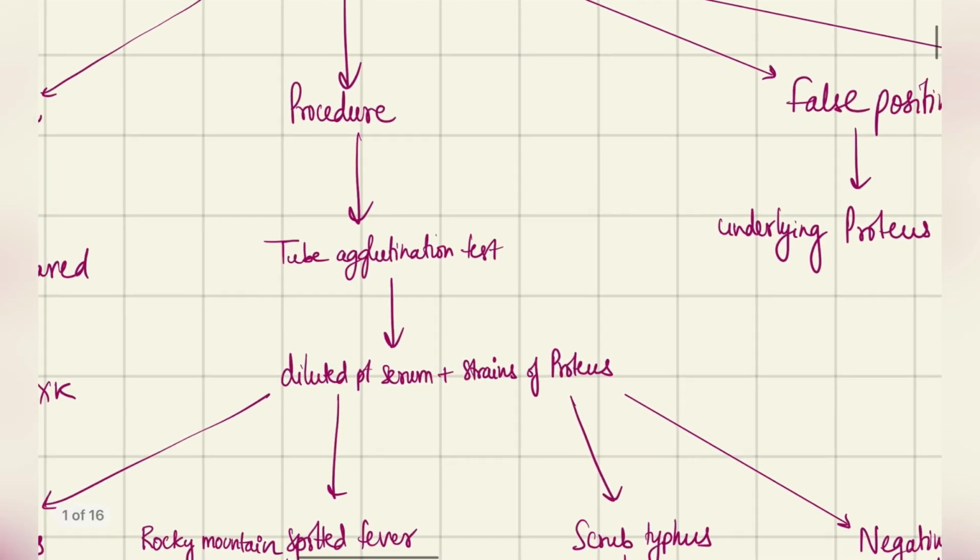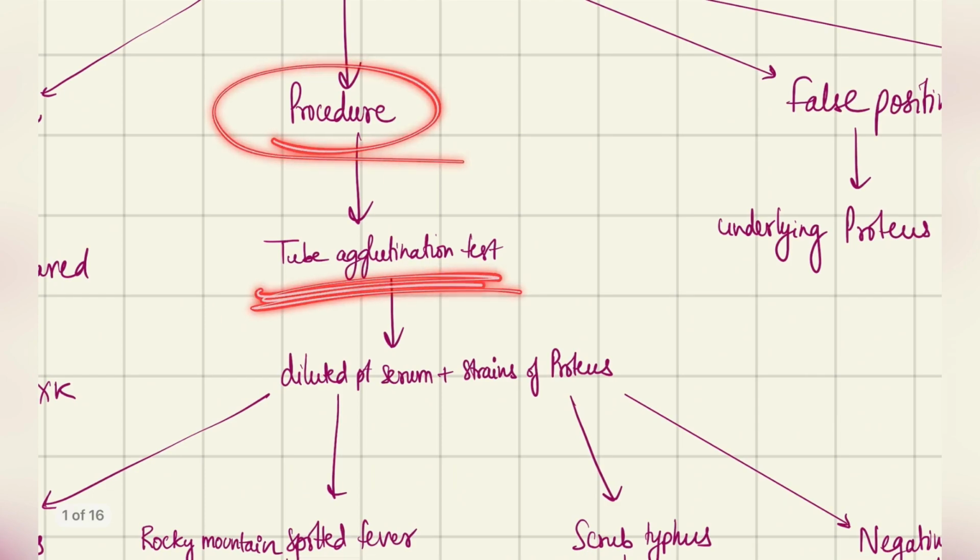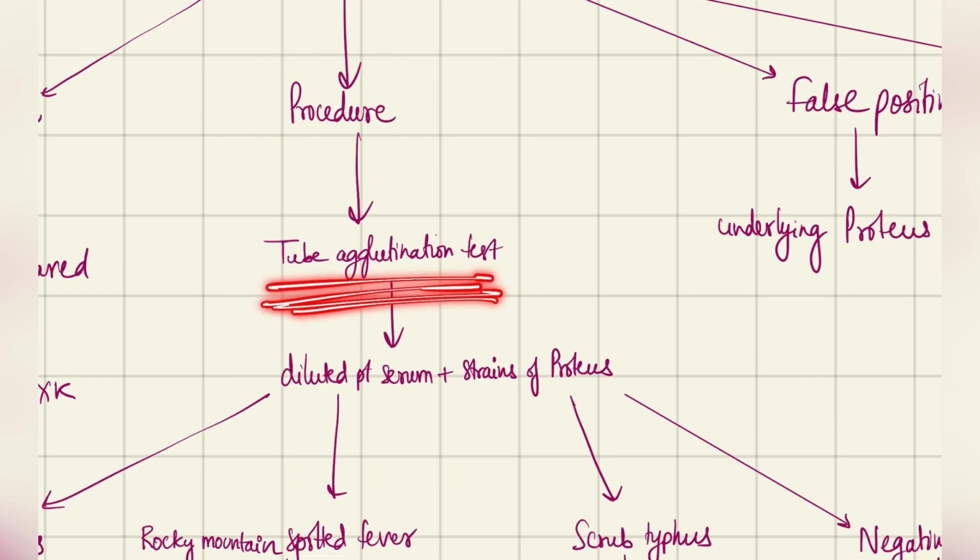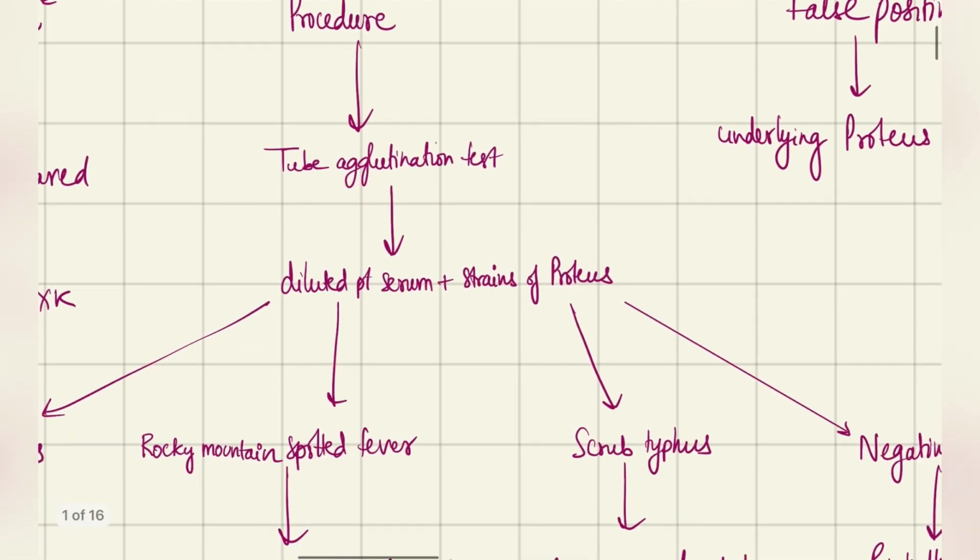What will happen? Procedure. This is a tube agglutination test. You need to remember the type. In general microbiology, they'll ask examples of agglutination tests. You can add Weil-Felix reaction. It will come there as well. So tube agglutination test. What do we have here?